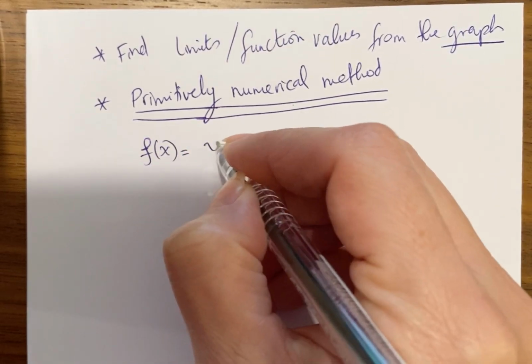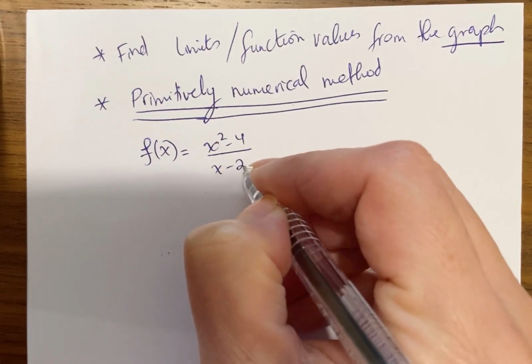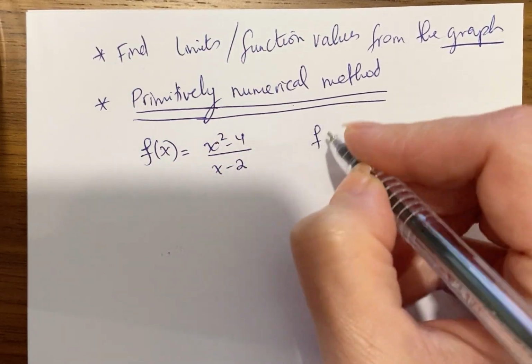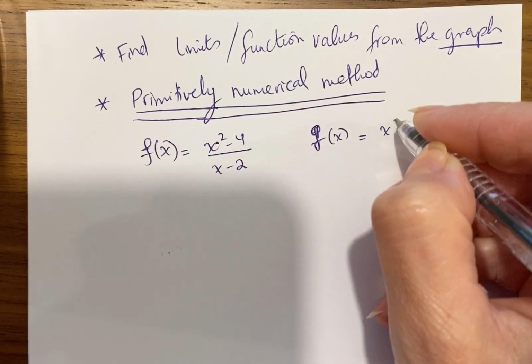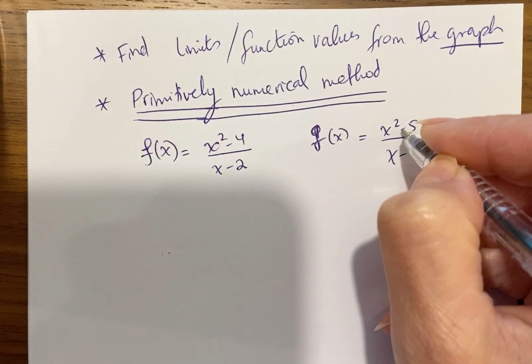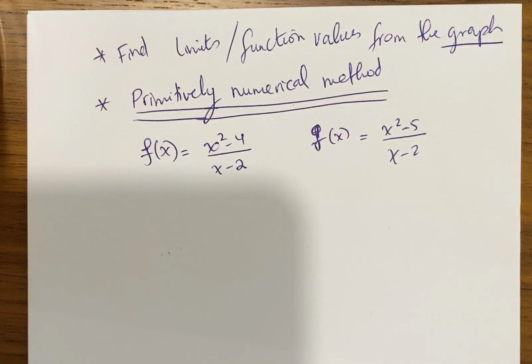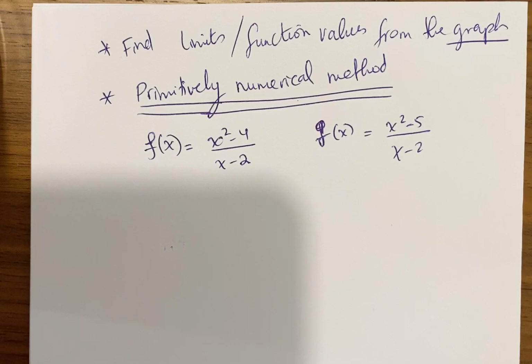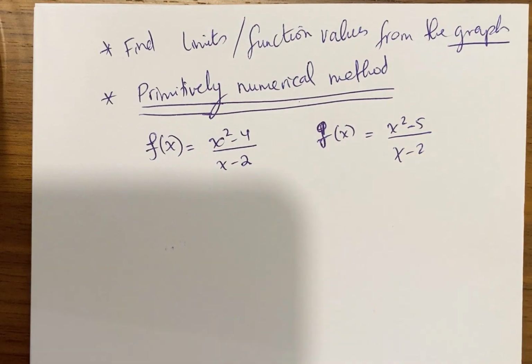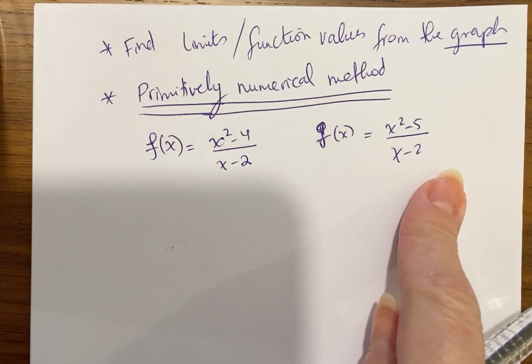f of x is equal to x squared minus 4 over x minus 2, or another, g of x, is equal to x squared minus 5 over x minus 2. Those two functions look the same, and I want to do the same explanation that I did in the first video, but now without having graphs. I'll show you the graphs in the end, but I want you to not focus on the graph, to see how you can, using calculus methods and limits, understand that those two functions behave differently and their graphs are different.